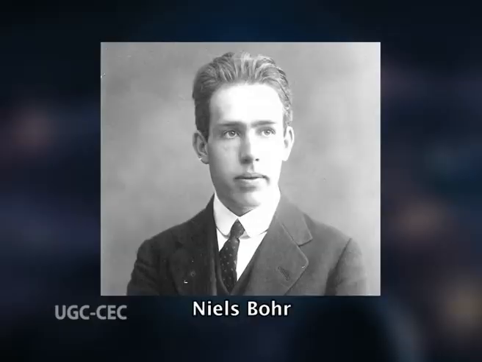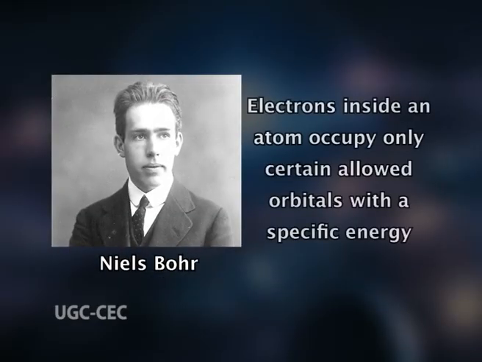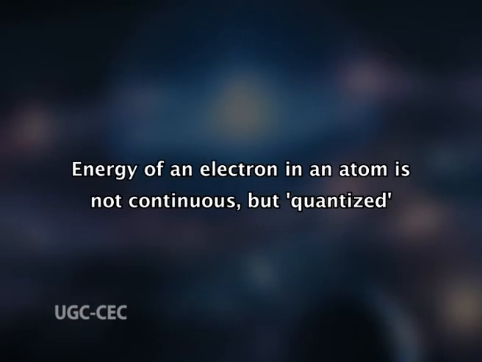At the beginning of this century, it was already known that atoms were made of protons at the center, the nucleus, and electrons orbiting around them. Scientists later realized that the light emitted from a particular type of atom occurred at specific frequencies. That is, the light given off by a collection of atoms in the gas phase could only be of certain colors. To explain this observation, Niels Bohr proposed that electrons inside an atom occupy only certain allowed orbitals with a specific energy. In other words, the energy of an electron in an atom is not continuous but quantized.